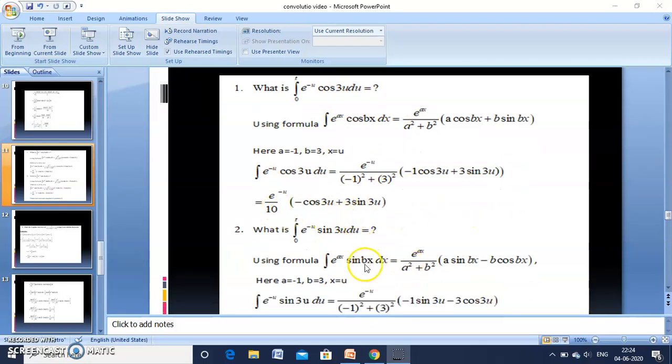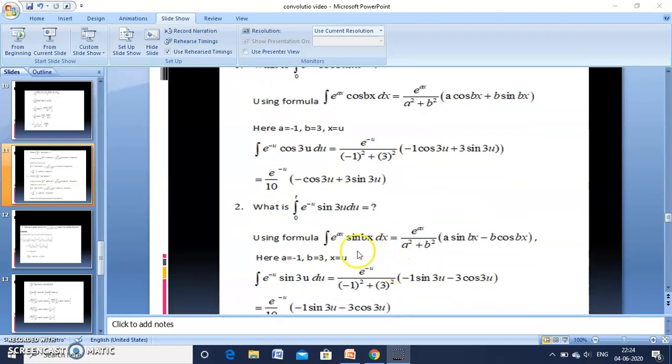In the same way we have the sine formula, the integral of e power ax sin bx dx. Here I have used the formula, substituted the a value, b value, x value in the formula. Finally I got the result, but I didn't apply the limit. In the problem I have substituted 0 to t in the third question.